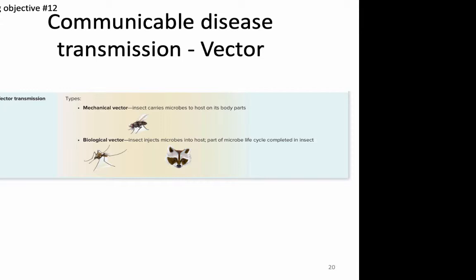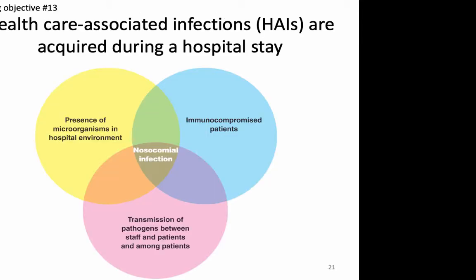Or rabies, which we see getting into animals like raccoons and then developing inside the raccoon's body. When the raccoon bites a person, that person then gets infected with the rabies microbe.